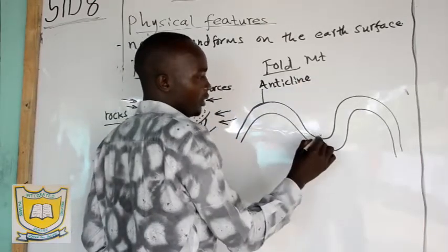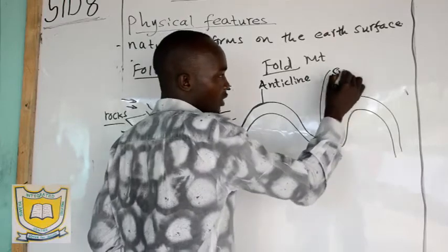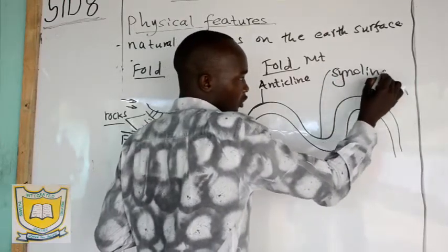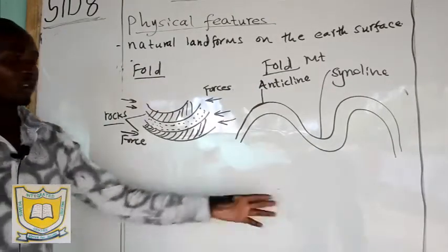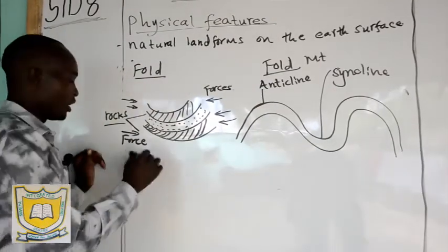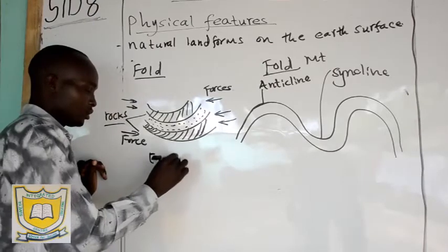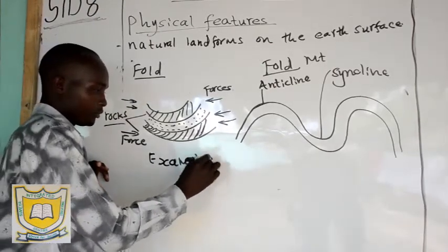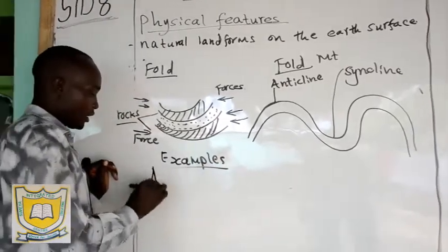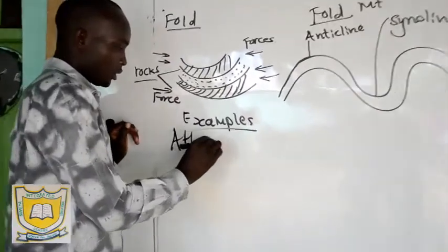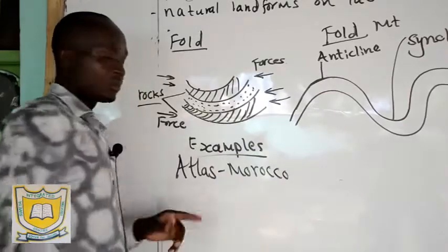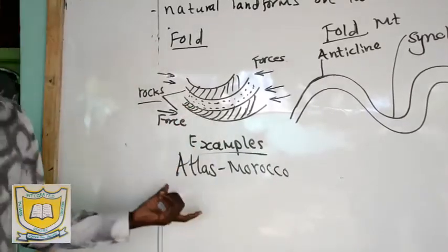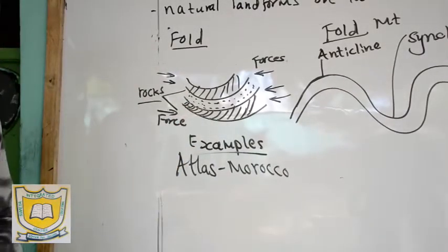Anticline. And then this one is called syncline. So this is how a fold mountain is formed. This is an example of fold mountains in Africa. For example, we have the Atlas Mountains. Atlas is found in Morocco, North Africa. So we have Atlas Mountain in Morocco.